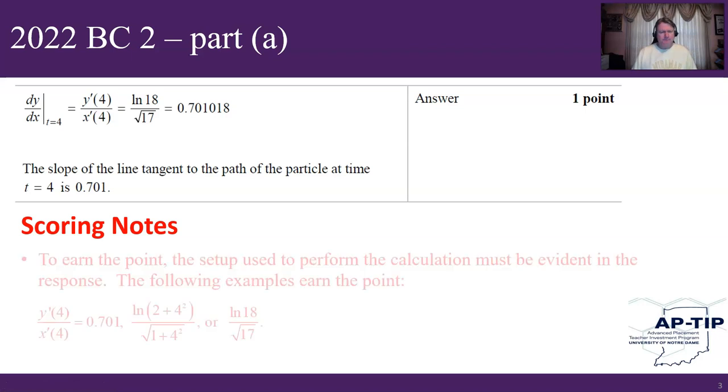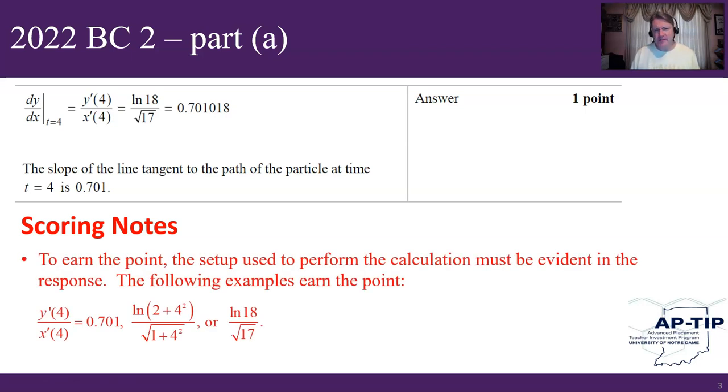And first of all, in order to earn this single point, the setup used to perform the calculation has got to be evident in that response. So in other words, we need to see some kind of mechanic that allowed the students to arrive at that answer. Now that mechanic could be as formal as saying y prime of 4 over x prime of 4 is the 0.701. That's fantastic.